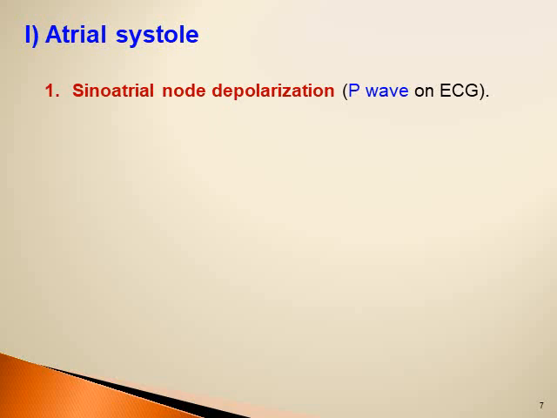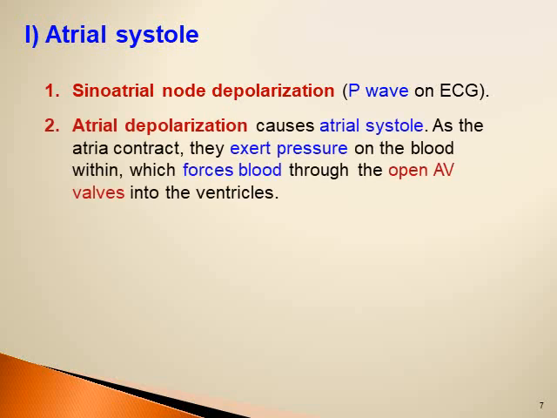Okay, now let's talk about the different phases of the cardiac cycle in some more detail. First of all, for atrial systole to happen, the sinoatrial node should depolarize. So sinoatrial node depolarization will generate a P wave on the ECG. Atrial depolarization causes atrial systole because, as we said in the previous lecture, conduction of action potential from the autorhythmic cells to the contractile atrial cells will cause their depolarization, and then this is followed by contraction, which is systole.